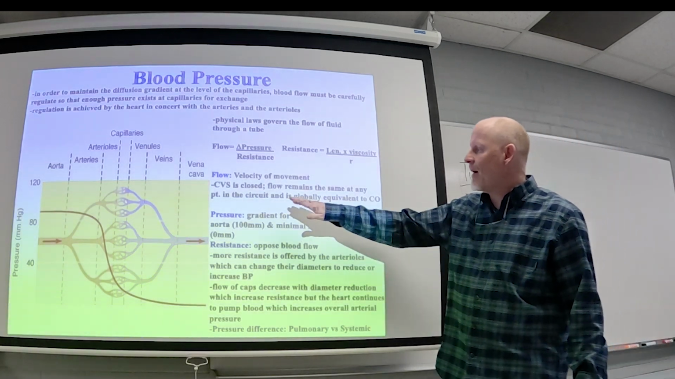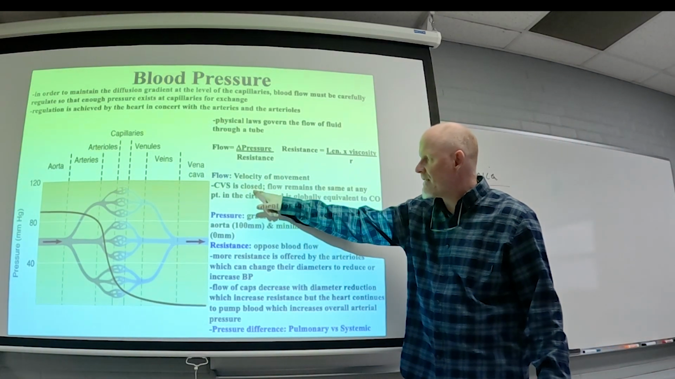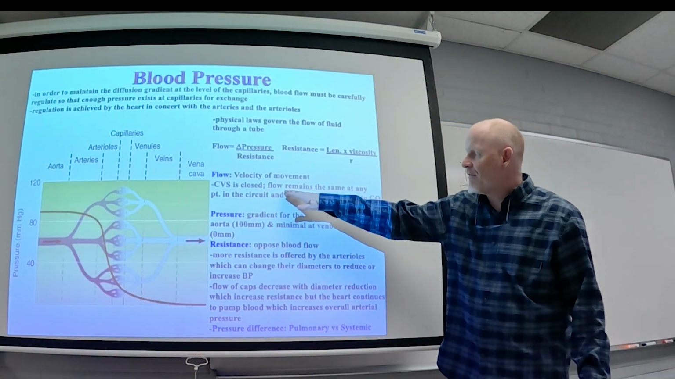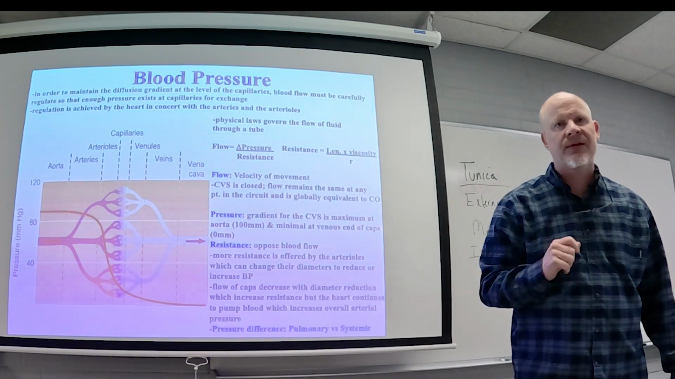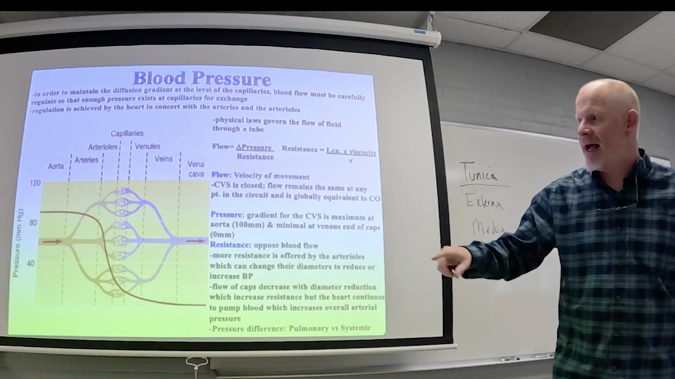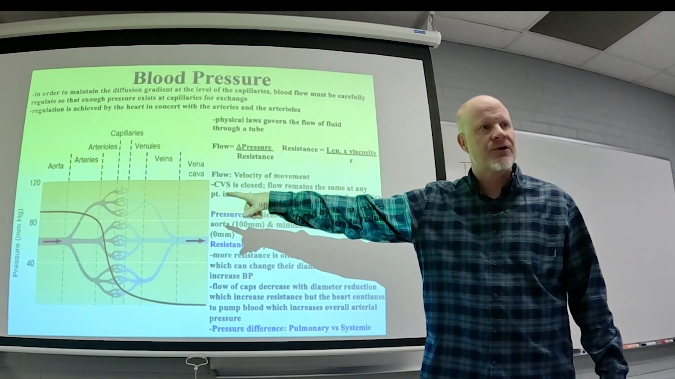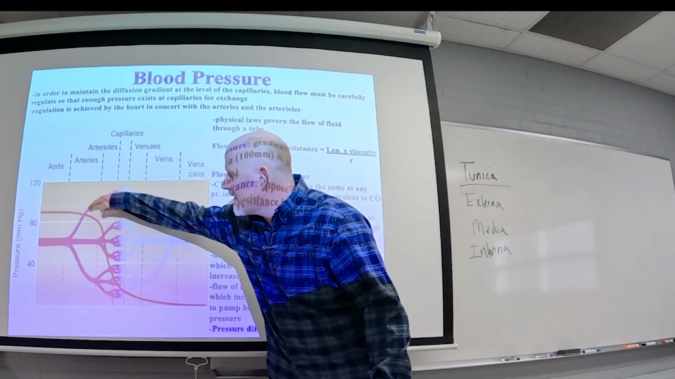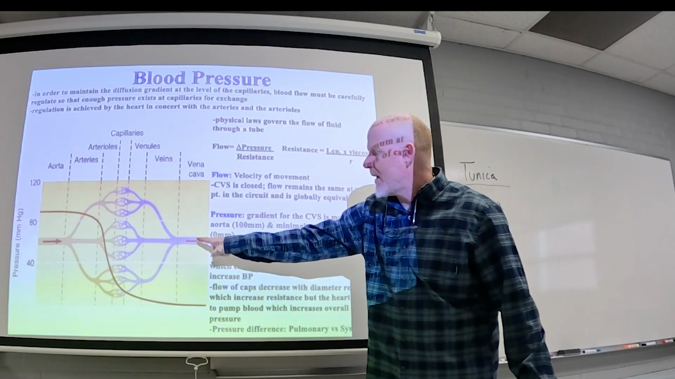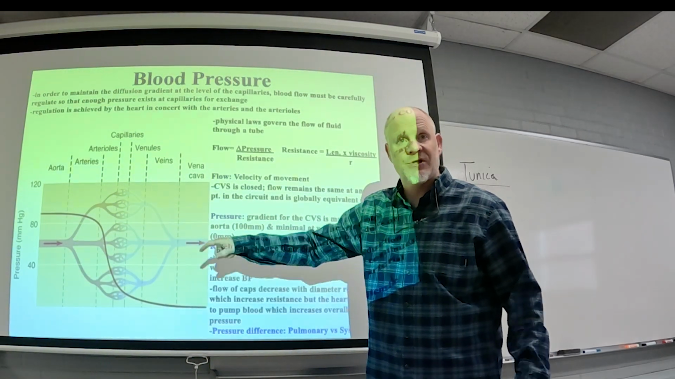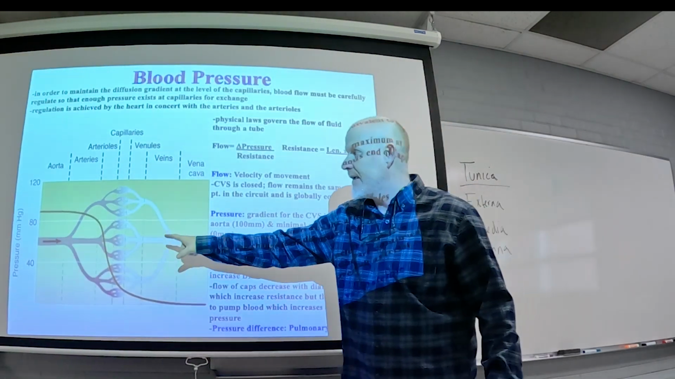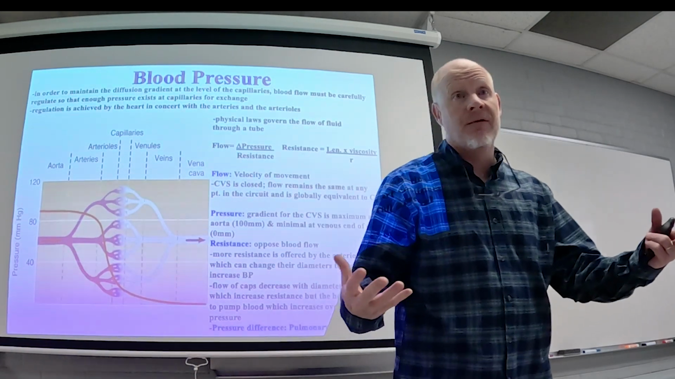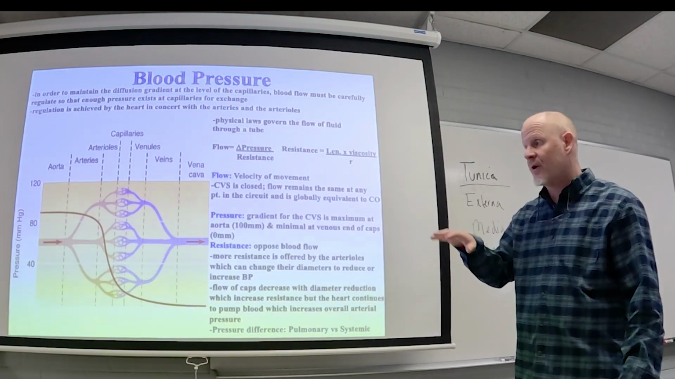Now, the nice thing about the cardiovascular system is it is closed. Because of that, flow remains the same at any one point in the circuit as long as the pressure hasn't changed too much, right? So even though the pressure's high here and 0 here, the flow rate here in these vena cavas, which are about the same width as in the aorta, are going to be the same. There's consistent flow throughout.